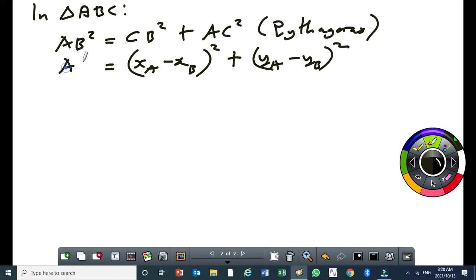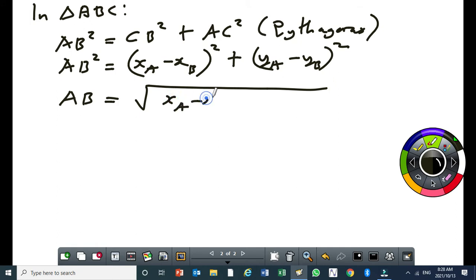So this is the length of AB squared. Then, if you want AB, we take the square root. So AB will be the square root of XA minus XB squared plus YA minus YB squared. Now, this is the famous distance formula, okay? But I'm going to generalize it, but you can write like this, okay?